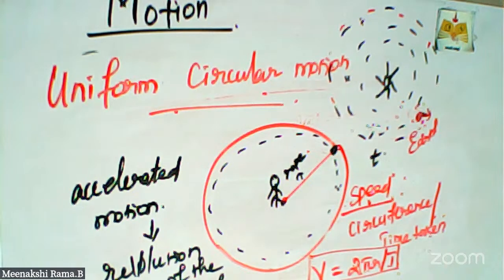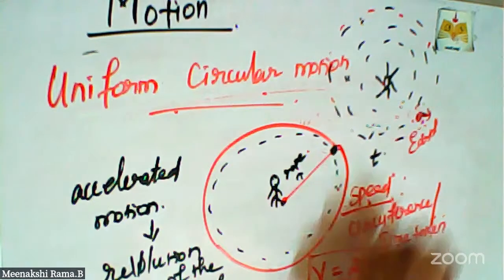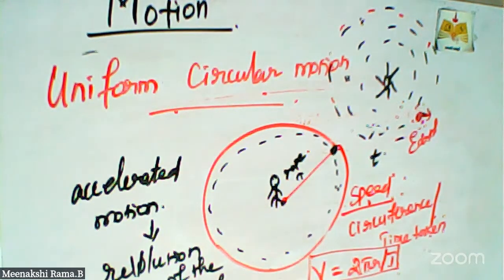Uniform circular motion means we take a piece of thread and tie a small stone at one end, and rotate the stone in a circle at constant speed. The person holds the thread in his hand and rotates the stone in a circular path. When he releases the thread, the stone also moves in the same direction, along the same path. Okay, is it clear? Uniform circular motion is also explained in this manner.